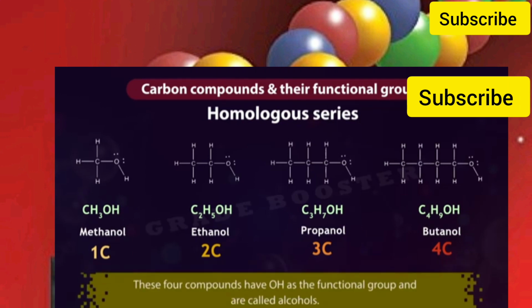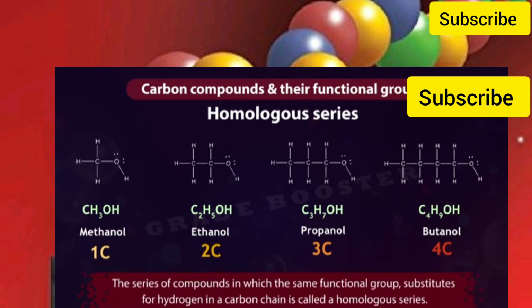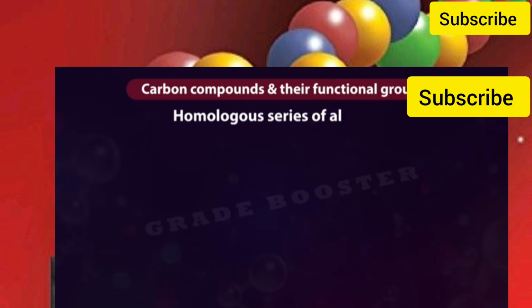These four compounds have OH as the functional group and are called alcohols. Even though the number of carbon atoms in each of these compounds is different, they have similar chemical properties. Such series of compounds are called homologous series. The series of compounds in which the same functional group substitutes for hydrogen in a carbon chain is called a homologous series. Let us see the homologous series of alkanes.